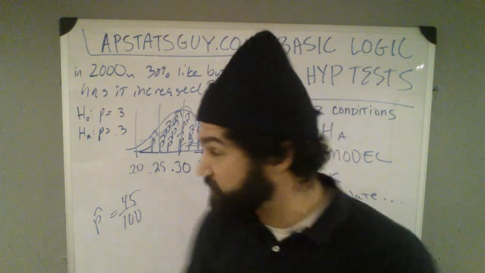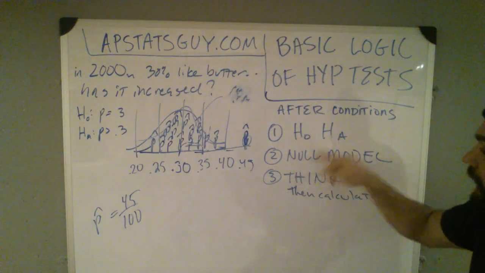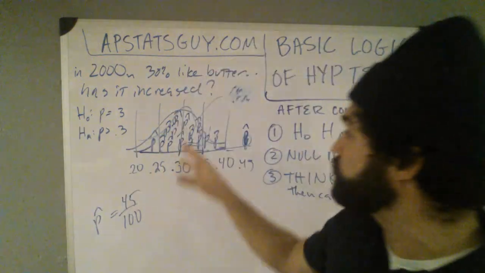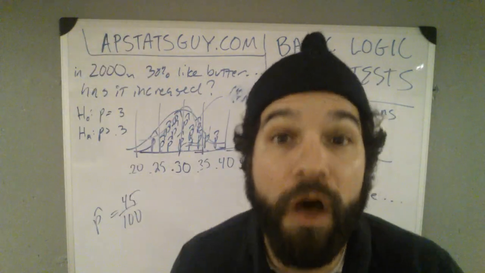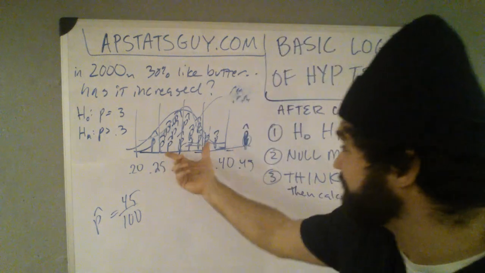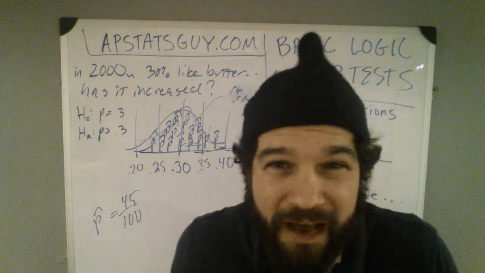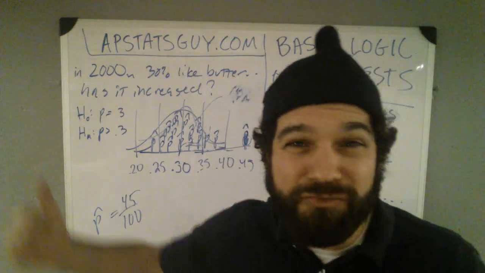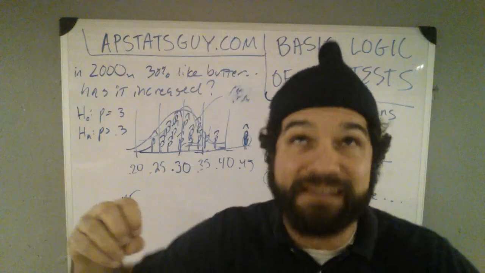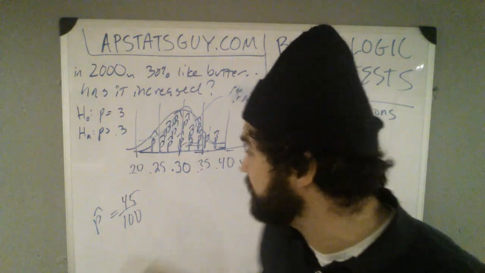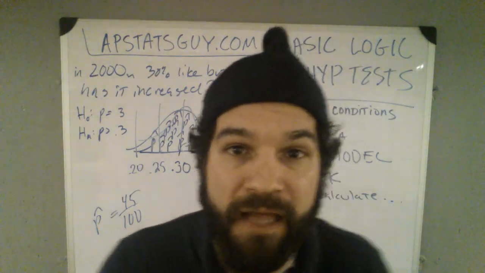So that's step 2. You made your Ho-Ha null model. Step 3 is the thinking. That's what we're doing. After you draw your null model, think. What would surprise you? Looking at this model, 0.45 would surprise me. I don't even have to go through the calculation. I know that's wicked. It's 3 standard deviations above the mean. That's insane. That doesn't happen very often. I think there's strong evidence to say that more people like butter now.